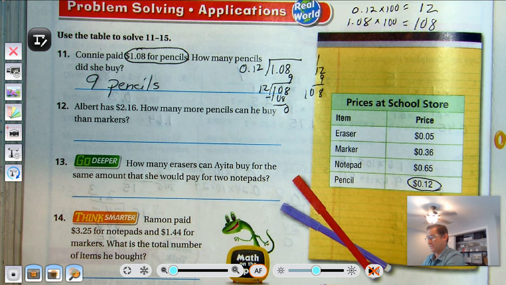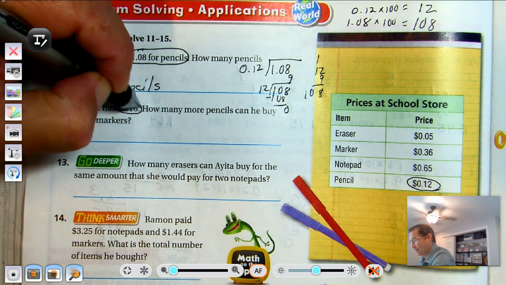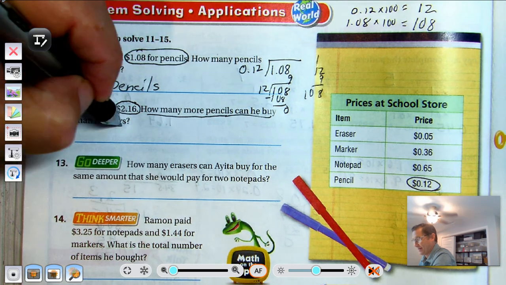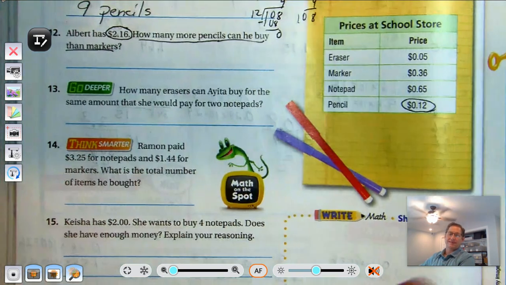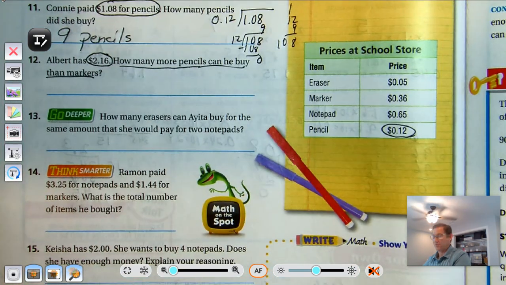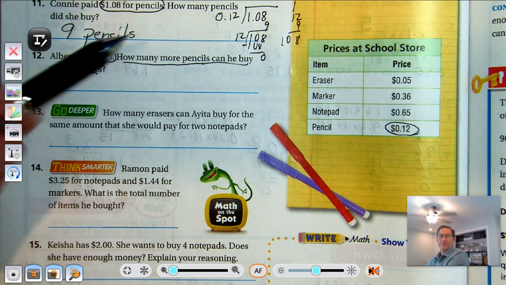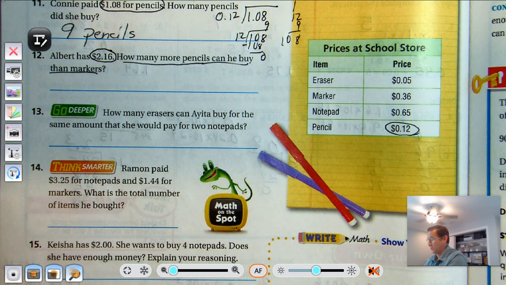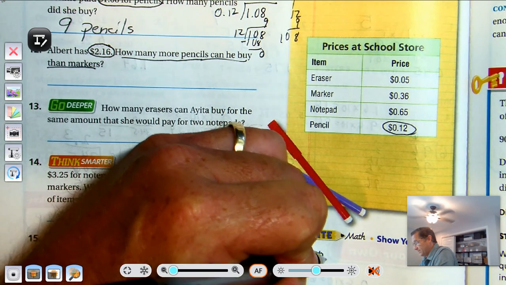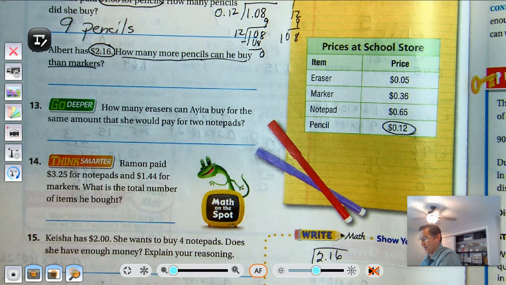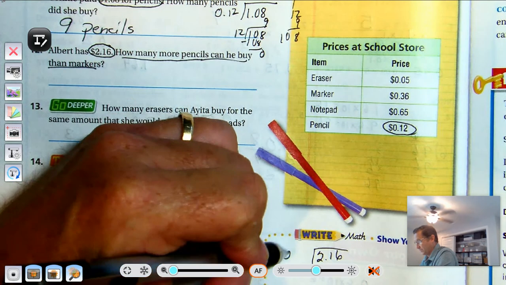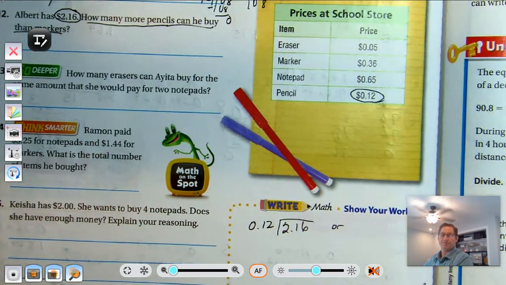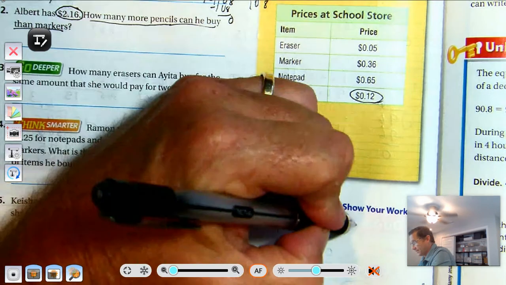Number 12, Albert has $2.16. How many more pencils can he buy than markers? All right, well, that's a comparison, right? So we're actually using this $2.16 and buying pencils and comparing it to if he bought markers. So we'd have $2.16 divided by pencils, which is 12 cents, or markers, which would sell for 36 cents.